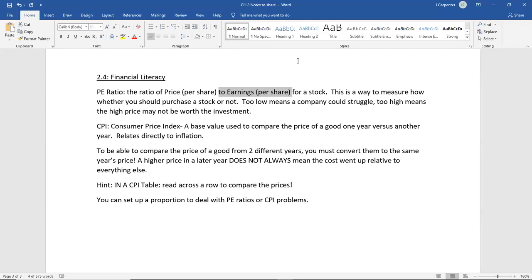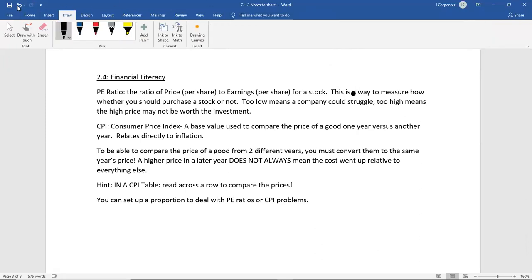And historically speaking, this has been a good way to measure whether you should purchase a stock or not. Now, this is a way. This is a way. I'm going to highlight that letter A. That's not a highlight, is it? That's blacking it out. Highlight. This is a way to measure whether you should purchase a stock or not. This is not the end-all be-all.